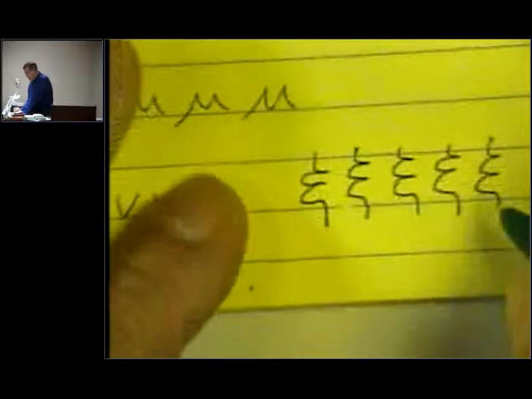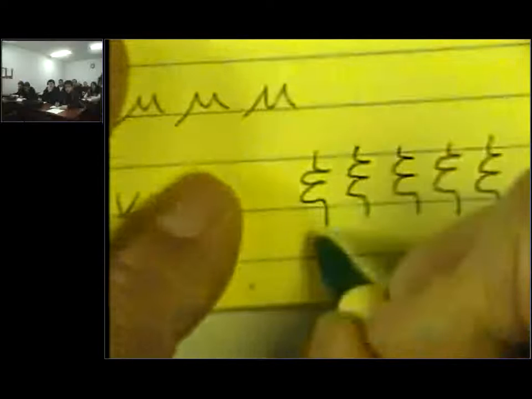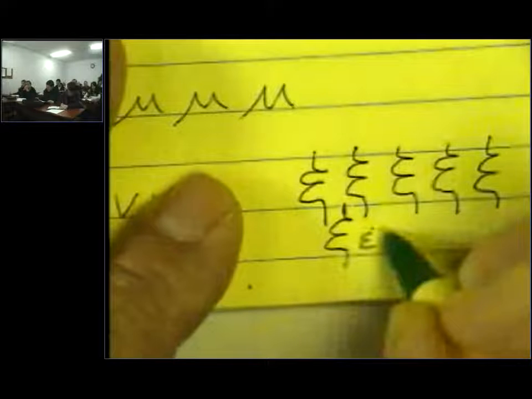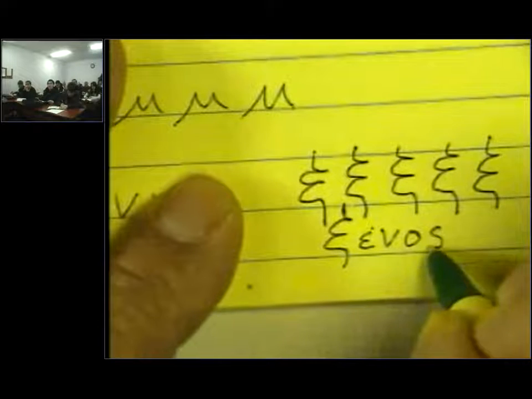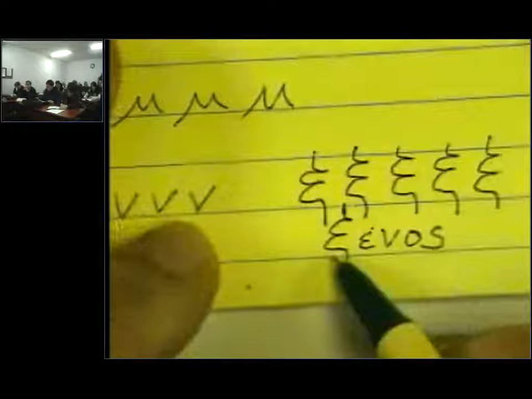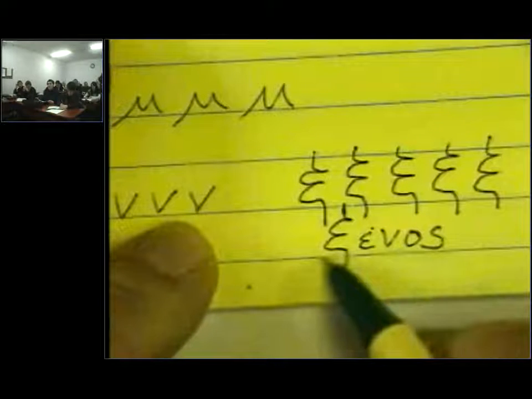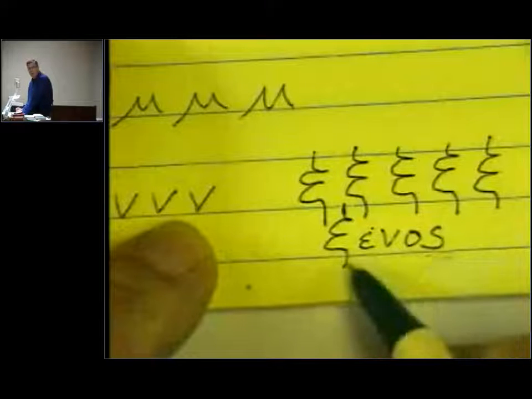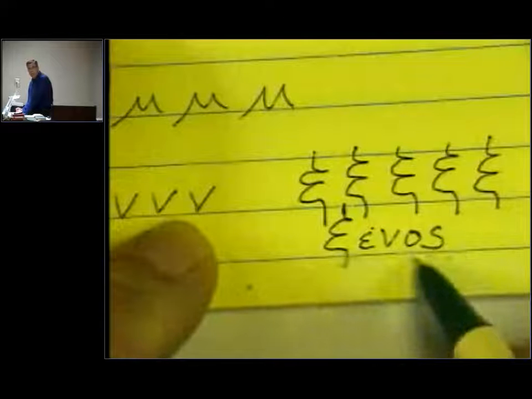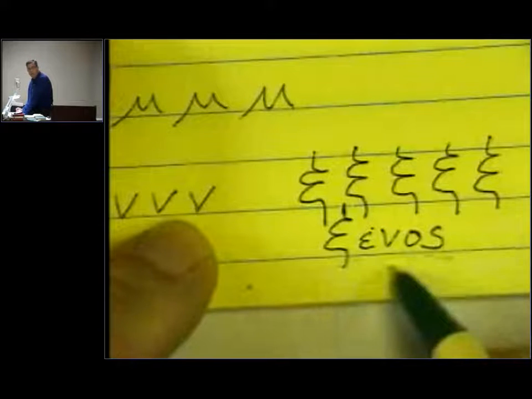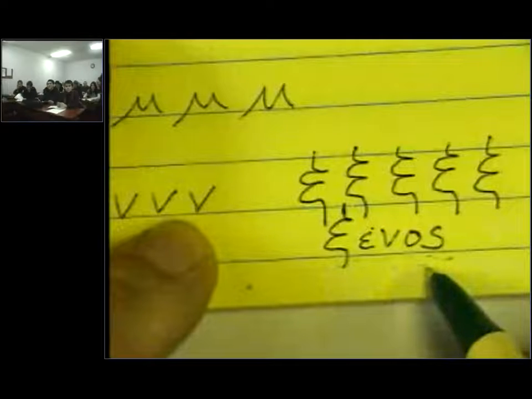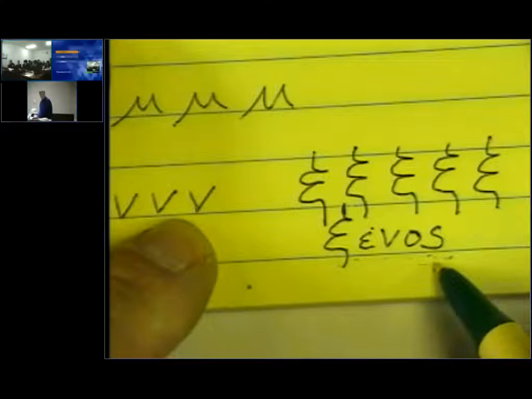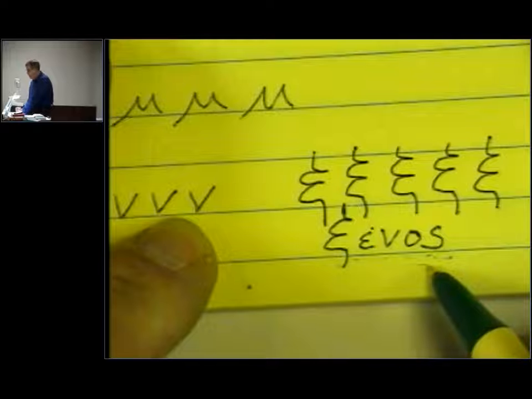Now, here's the word we learned last time. Pronounce it. Xenos. Again. Xenos. Everybody, Xenos. What does it mean? It's a foreigner. Right, a stranger, a foreigner. Yes. Xenos. Okay.